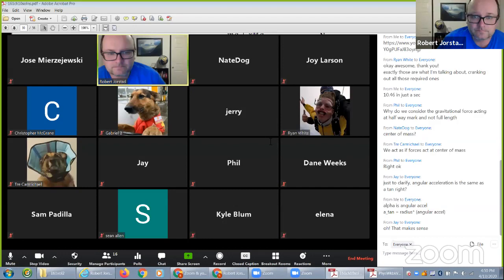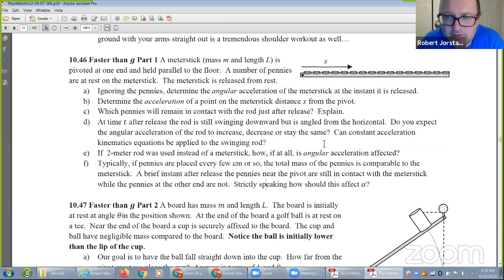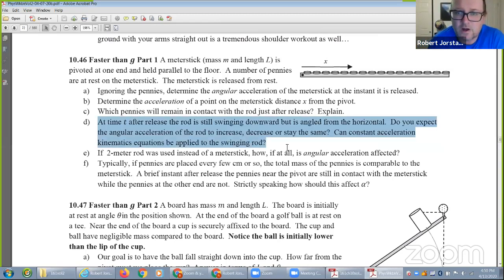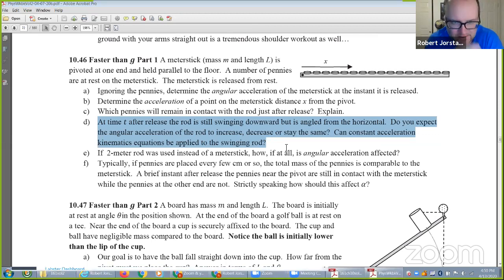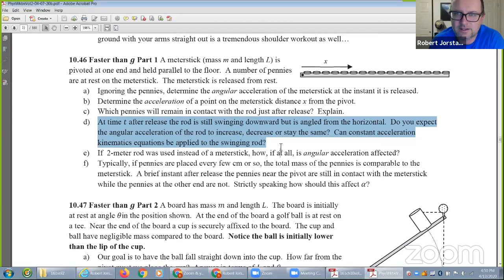All right, this is a cool one. So I'm looking at part D. Let me share the screen now. All right. Part D. So a short time later, the rod's still swinging downwards, but it's angled. Okay. So if the rod is swinging down and it's angled, would you expect alpha to increase, decrease, or stay the same? I already told you that it's not constant, but just think to yourself, what should happen a half second later? It's going to take me a second to draw it.